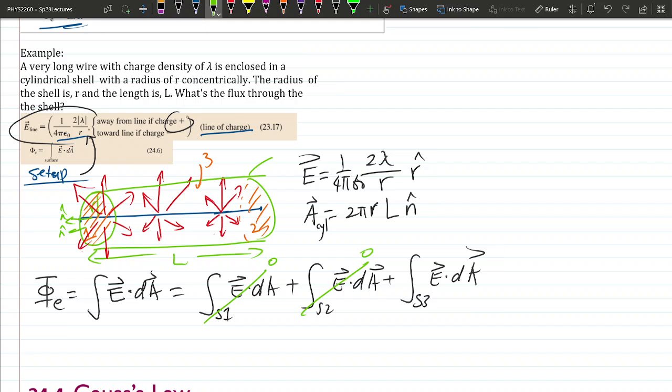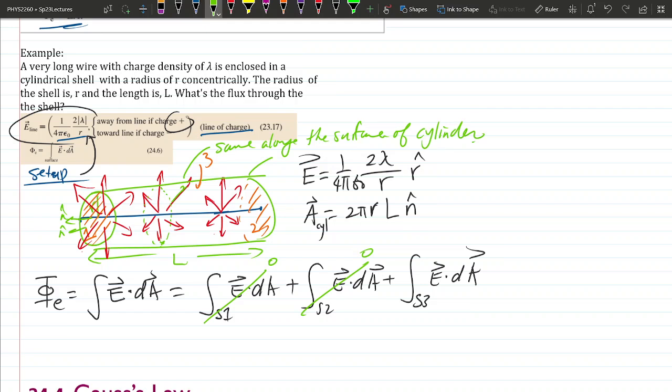So if we just try and figure out the flux through surface number 3, since the electric field from a line of charge depends on the radius, at every point, like let's take this for example, at every point on this cylinder, it's the same distance from the wire, the same radius from the wire. Therefore, the electric field strength here is the same along the surface of the cylinder. You guys believe that?